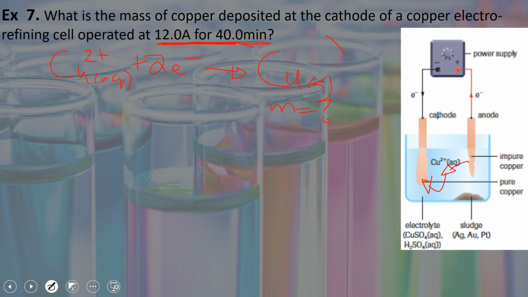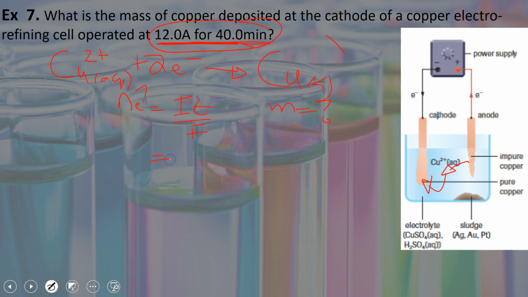When we're talking about current and electricity, we're talking about what? The movement of electrons. So all of this information is going to help me figure out the number of moles of electrons that are going to be used in this reaction. So really, I'm going to be looking for n_e equals IT over F. So I'm going to find out the moles of electrons that were used during this 40 minutes at 12 amps.